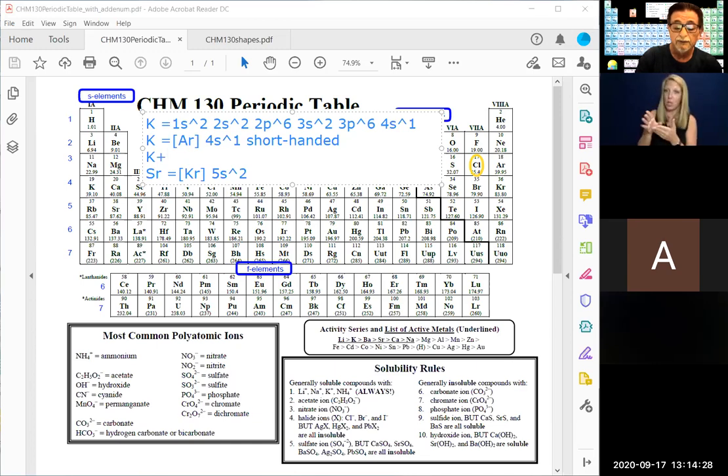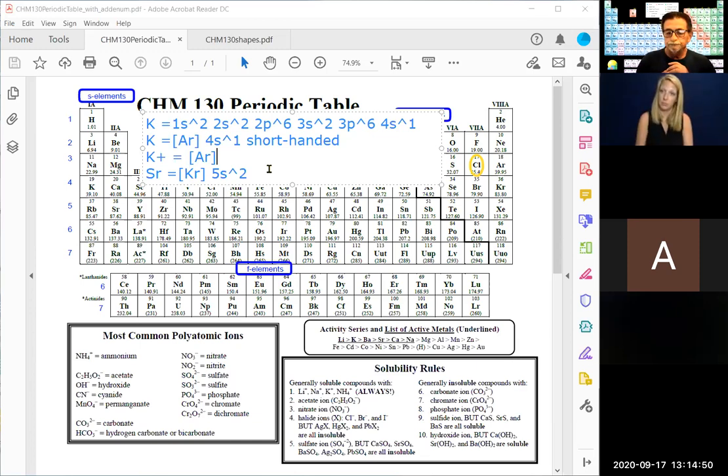Put a plus sign, right? Because it's a charged species, and I can very quickly just say argon, okay? Oh, wrong bracket. Okay, for the potassium ion.